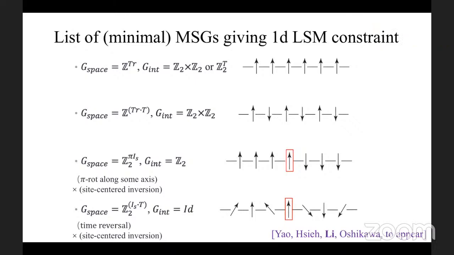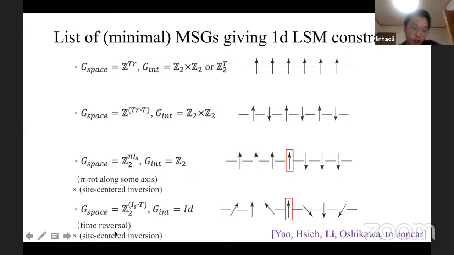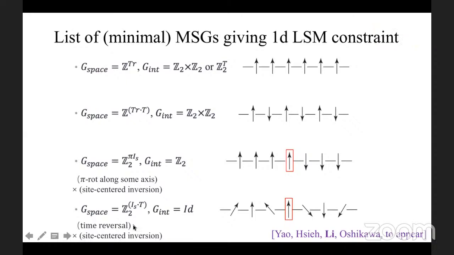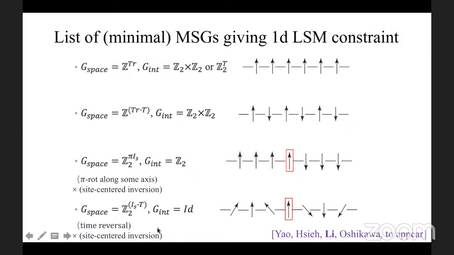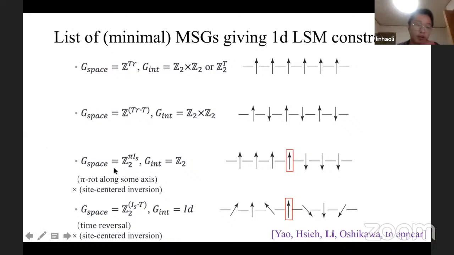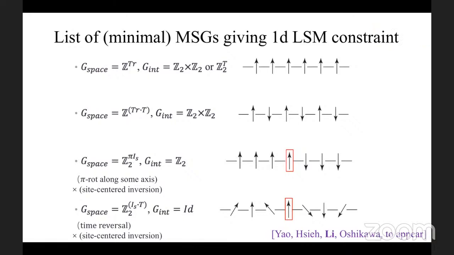I just want to make sure, what is IS again? The combination of time reversal and the site-centered inversion. IS in the third one? Yes, this IS is the site-centered inversion. So in the third one, G space is Z2 pi IS. Here the pi means the pi rotation along some internal axis, and the IS means the site-centered inversion. And we put it together, which means we construct the combination of these two symmetries. I see. So this pi rotation is in the internal space. Yes. Okay. Thanks.